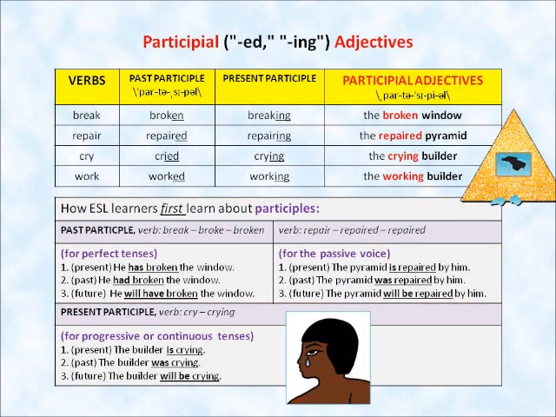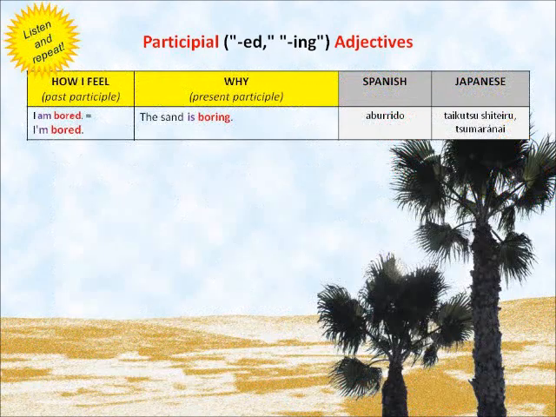Participles can be used as adjectives. When ESL learners first learn about participles, we learn that we can use them to make perfect tenses for the passive voice and for progressive or continuous tenses. So this use, the use of participles as adjectives, might seem a bit unusual. The use of participial adjectives can be confusing.